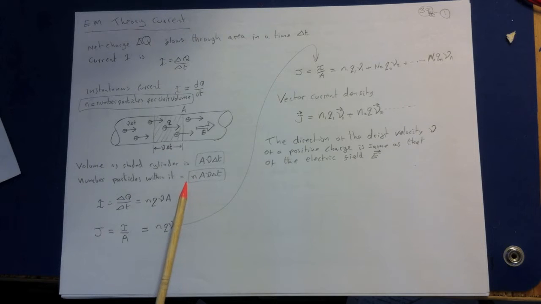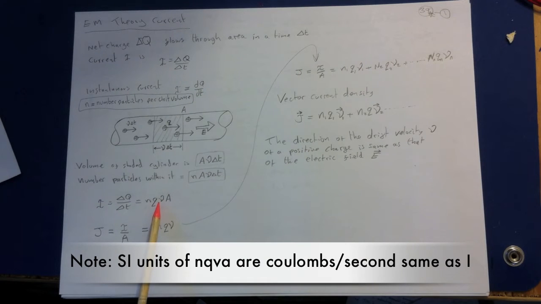If each particle has a charge q, the charge delta q flowing through the end of the cylinder in time delta t is n q A v delta t. The current I is delta q over delta t, so dividing through by delta t, we end up with I equals n q v A: the number of particles per unit volume, times the charge on each particle, times the drift speed, times the area we're moving through.